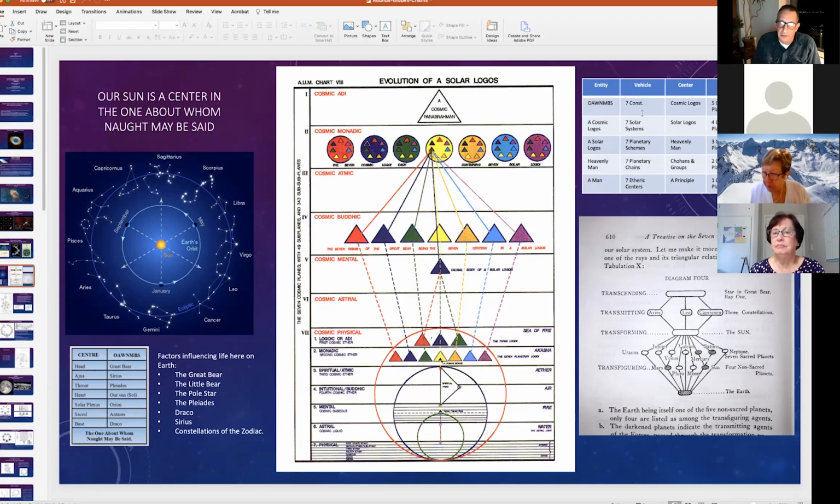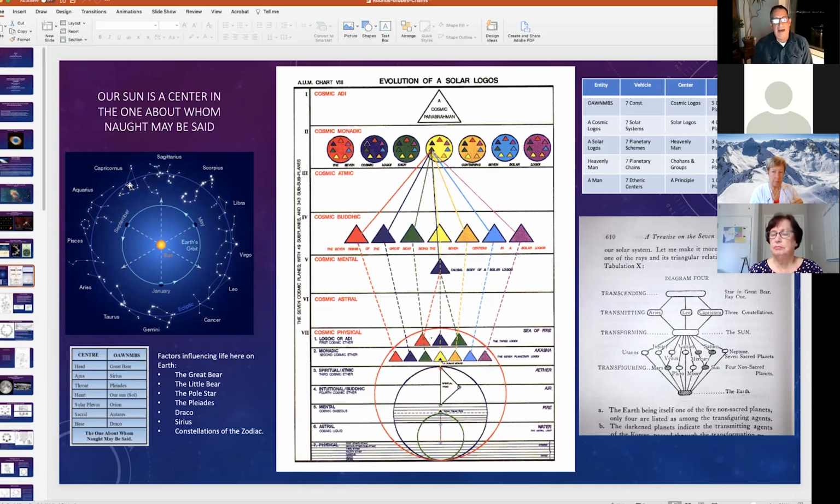the relative levels of beings within beings: a cosmic logos, a solar logos, a heavenly man, a man, and how it all breaks down. And we were showing that our solar system, which is a center, the heart center supposedly, in the one about whom naught may be said, is related to all these other things, the 12 signs of the constellations and all these stars, and each of these constellations are apparently karmically related. They're not just arbitrary pictures in the sky that some astrologers decided to invent. They're clairvoyantly viewed to be interrelated and to be karmically related.